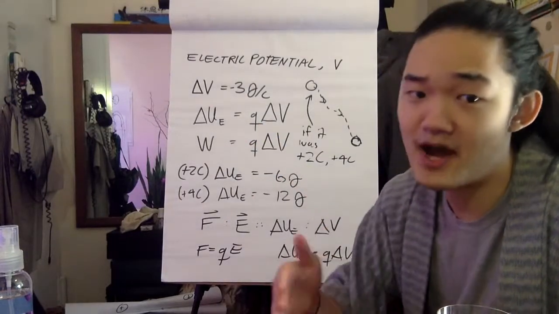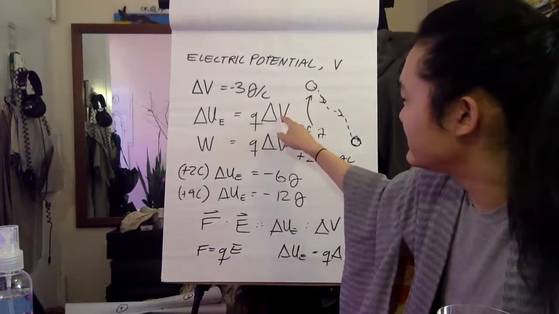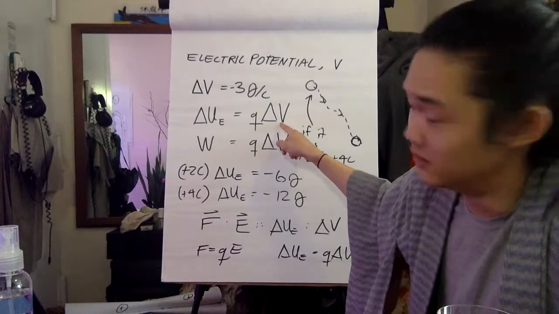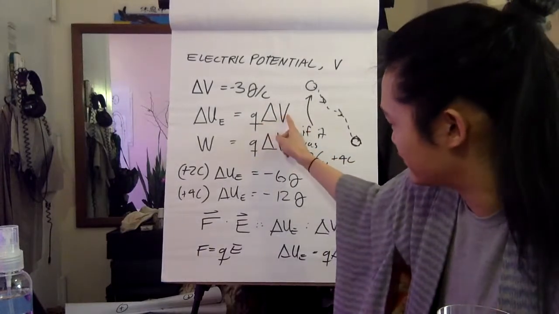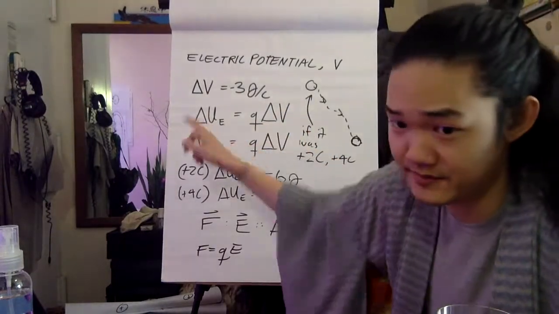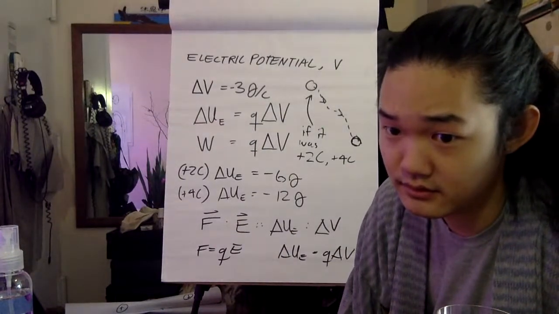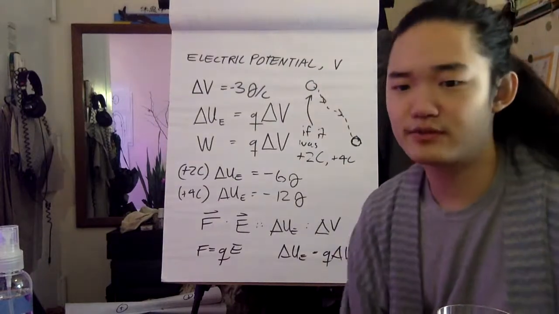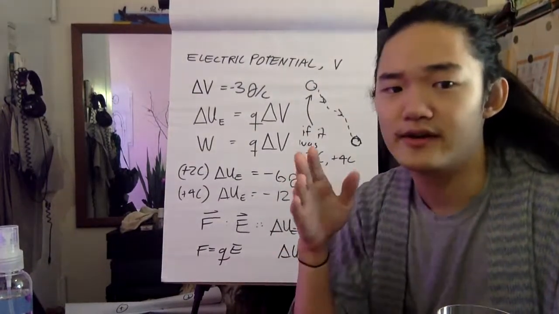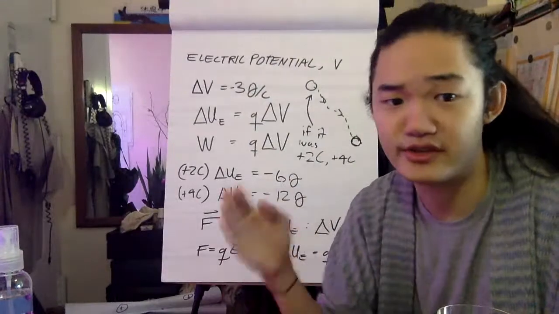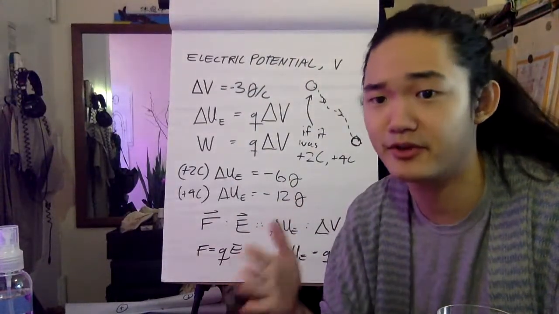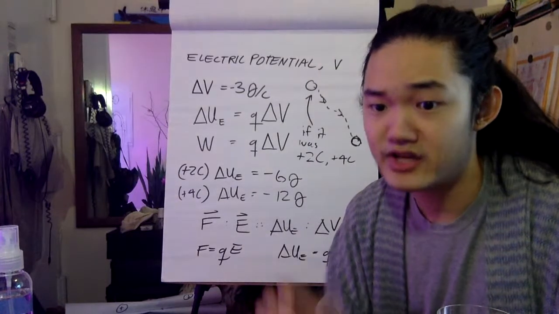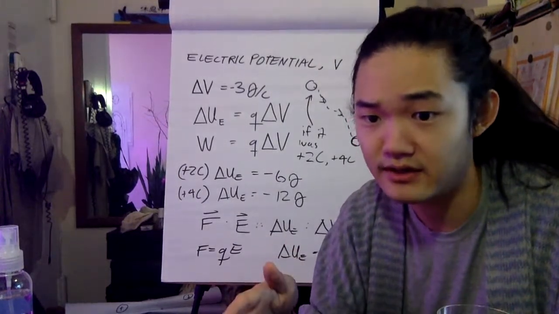All right, Ethan, delta V is not potential energy. It's potential. When I multiply charge by potential, I get potential energy. Yes, Ethan, you have to realize the change in potential, the potential, is not potential energy. They're two completely different things with very similar names. Yeah, change in potential is delta V.